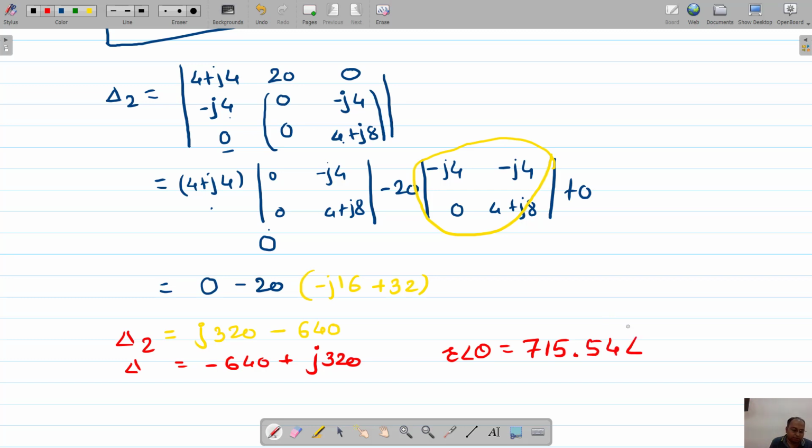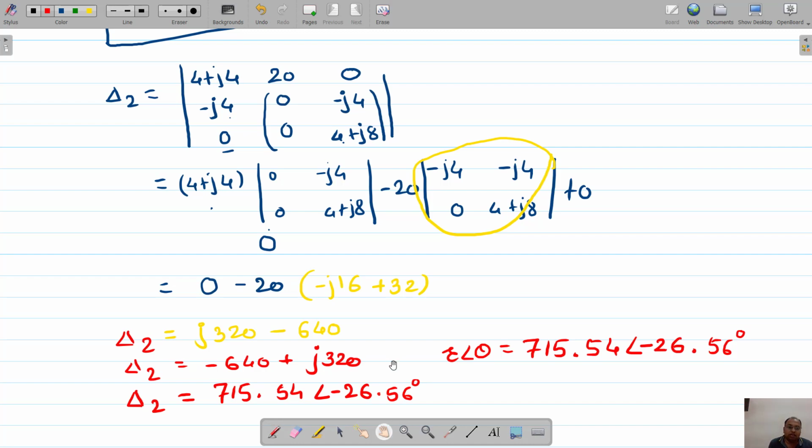Let us calculate the angle. Tan inverse of 320 divided by minus 640. Am I right? So it is coming as minus 26.56. 26.56 is the value of the angle. Is that fine? So this is nothing but delta 2. Delta 2 in terms of r and theta is coming as 715.54, angle is minus 26.56. Is this right? Okay.